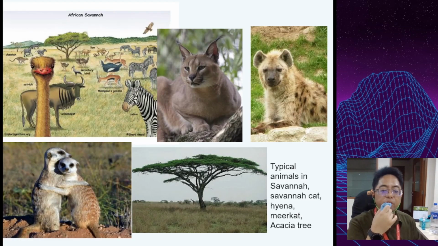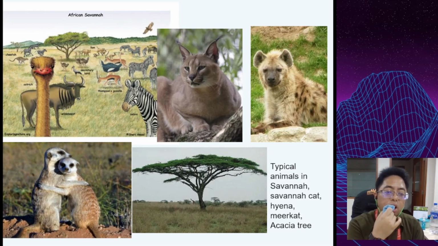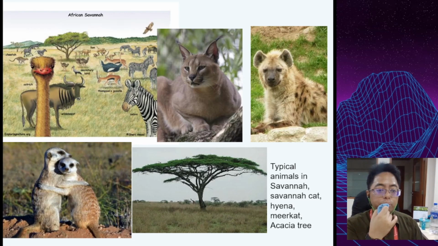So in the savanna, you have the savanna cat. You have the hyena, the meerkat, the acacia tree. You also have the lynx. On the top left, you can see there are a lot of common savanna animals, for example, the wildebeest, the zebra, the ostrich, the lion.